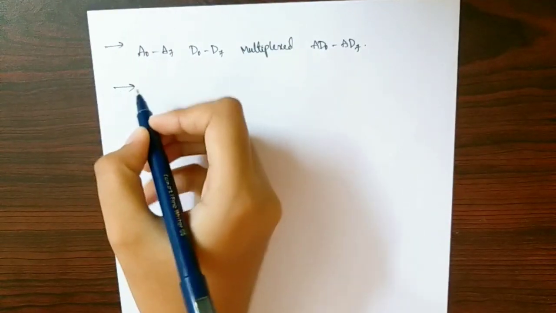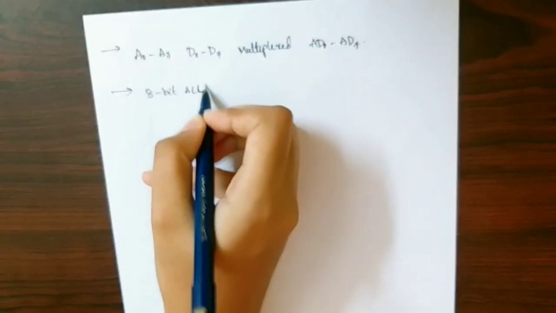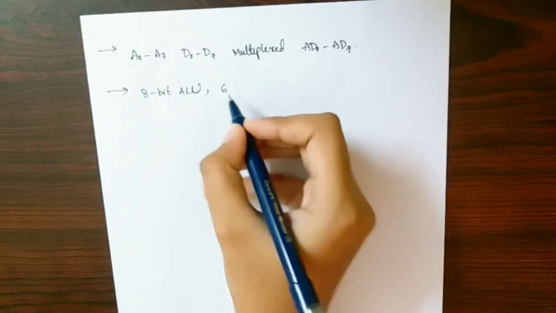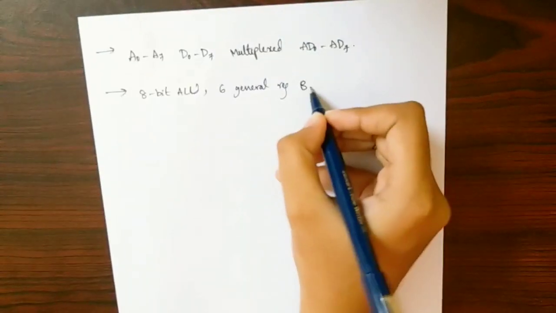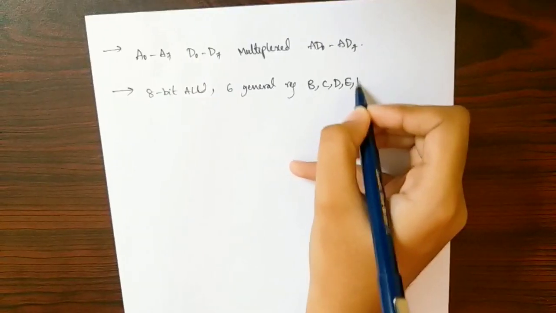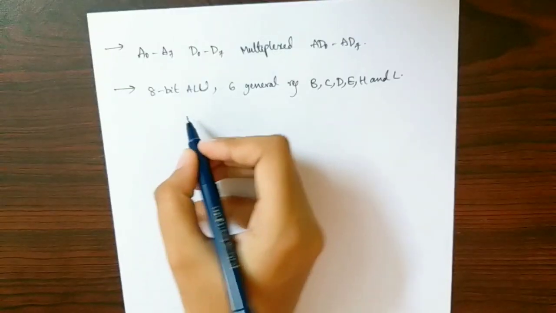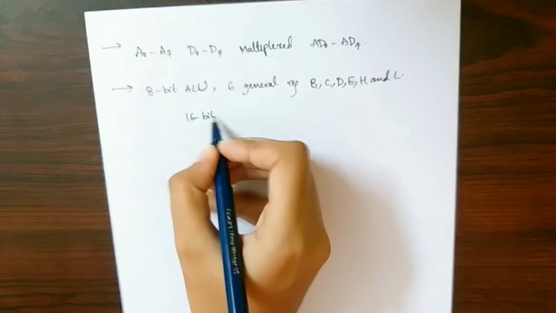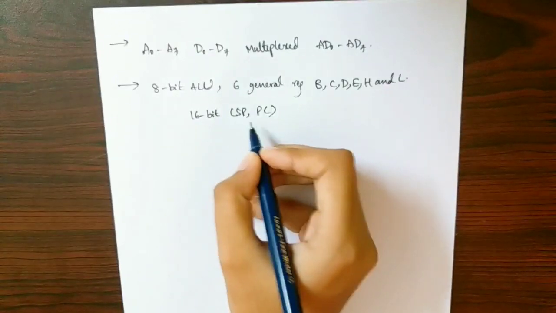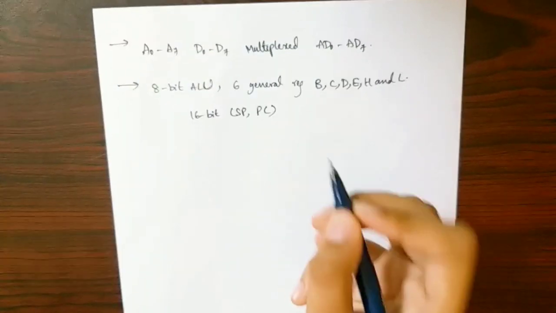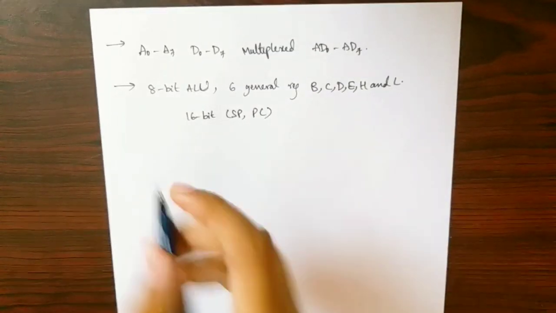And the 8085 microprocessor has an 8-bit ALU, an 8-bit accumulator and six 8-bit general purpose registers. Those are B, C, D, E, H and L. And it contains two 16-bit registers. Those are the stack pointer and the program counter. SP means stack pointer and PC means program counter, which stores the address of the next instruction to be executed.